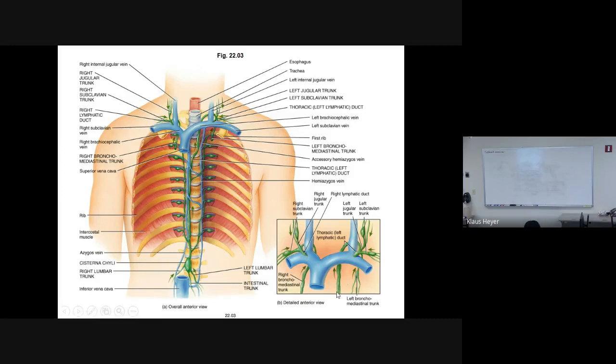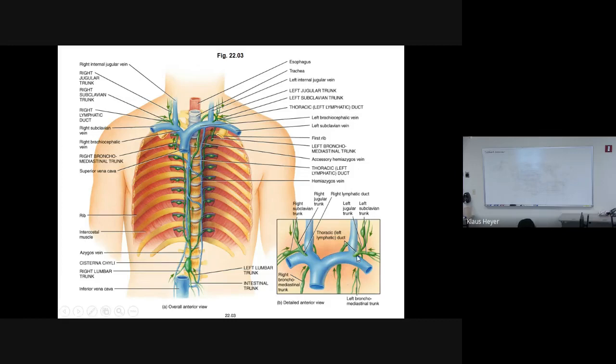The left one's longer. The left one starts all the way down here. There's this bulge here called the cisterna chyli. If we follow it up, it's going to end up in the left subclavian. So we have 2, we really have 1.5. We have the left lymphatic duct, or we call it the thoracic duct, which is a little long. And then the right lymphatic duct is just this piece right here. So that's your two ducts. And right where it drops into the subclavian, that's the end.